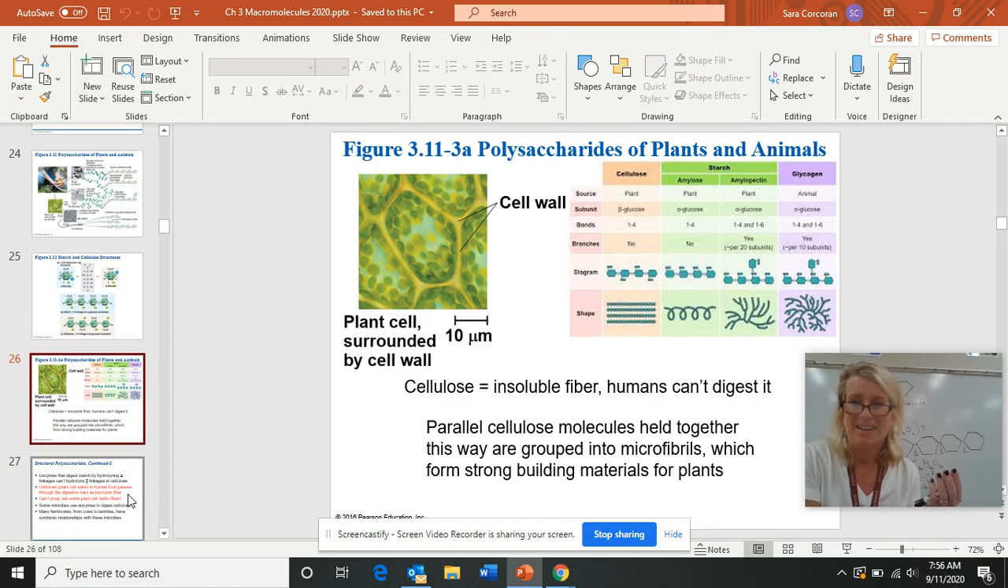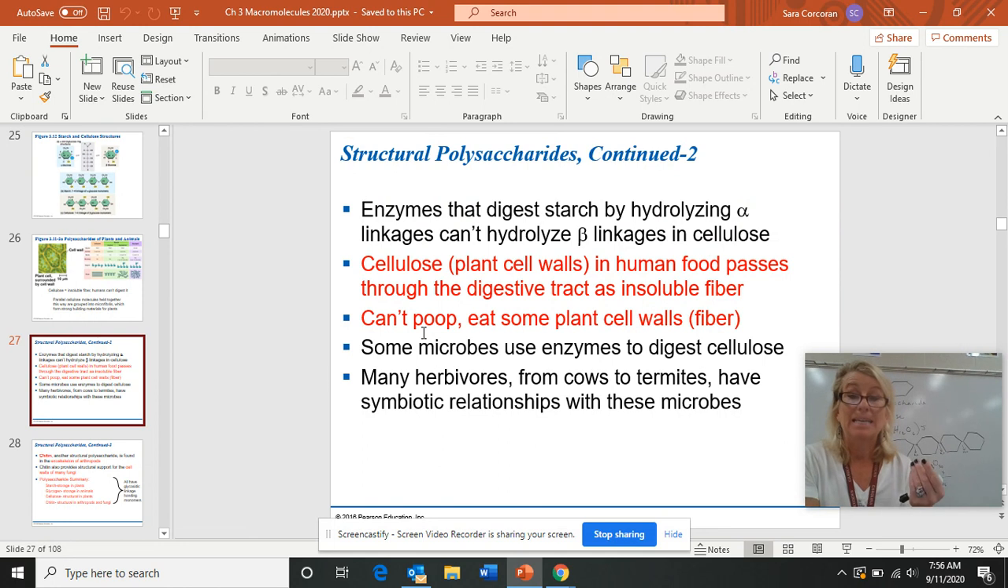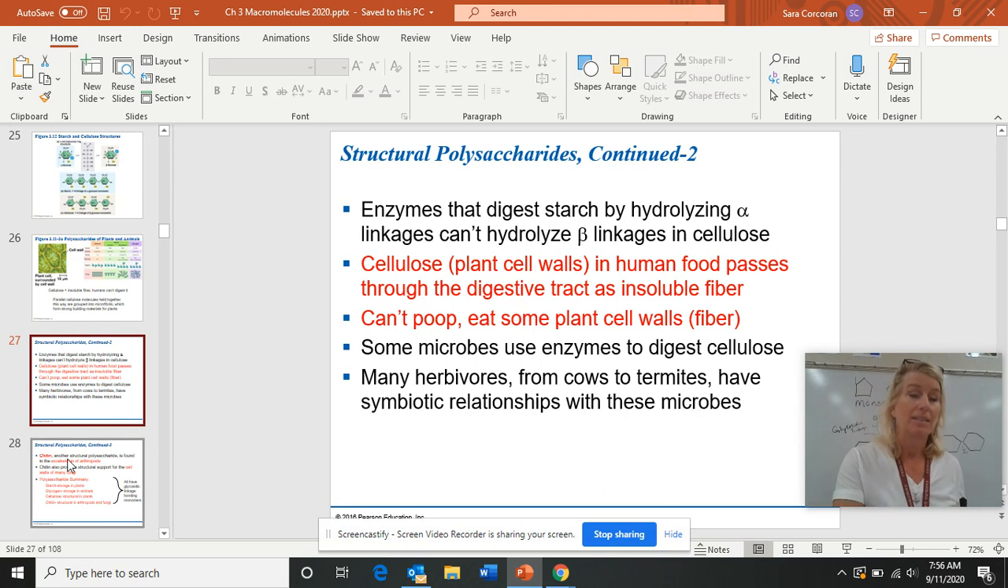So what does that mean? Why do we care? Well, your parent maybe sometimes has said, oh, you feel a little uncomfortable in your tummy? Maybe you need to eat some more fiber to help you go number 2. Okay, what they're really saying is you need to eat some plant cell walls because you can't break them down. They just slide right through your digestive tract, and anything that's kind of stuck in there, they will bring with it. Organisms that are herbivores can't break it down either. They don't have the enzymes. So they have symbiotic relationships with microbes in their gut that actually can break the cellulose down. So kind of a fun fact.